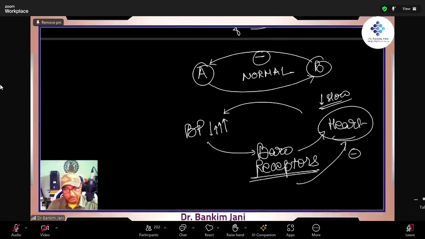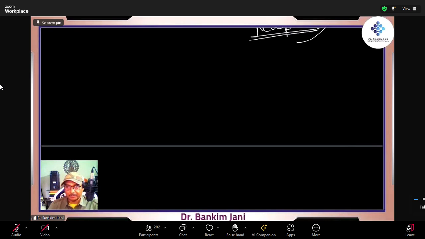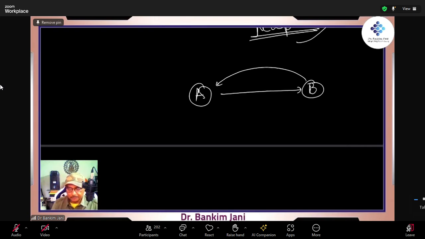The dangerous situation is positive feedback. A triggers B, B triggers A. So A is increased, leading to an increase in B. B triggers A, more rise. A triggers B, still increase. B triggers A, still high. This leads to death.